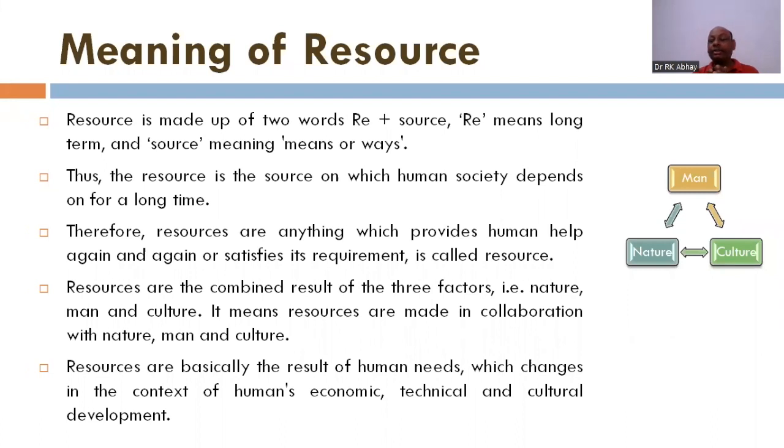Resources are the combined result of three factors, as I have already shown in the diagram: man, nature, and culture. So anything becomes a resource when these three components interact with each other. Man means the human resource, nature means natural resources like water, air, forest, minerals, oceanic resources, fishing, and culture reflects here the technology.